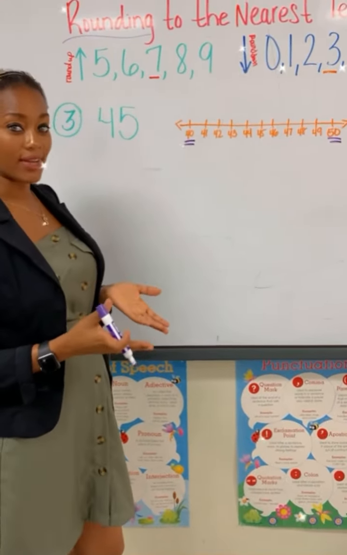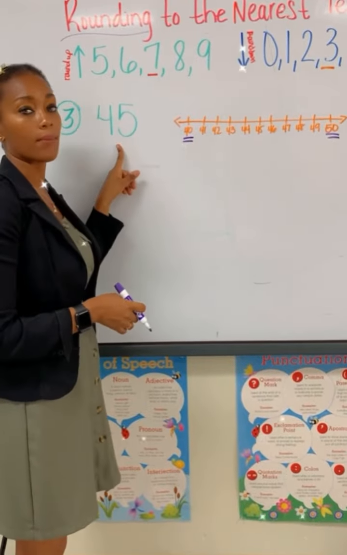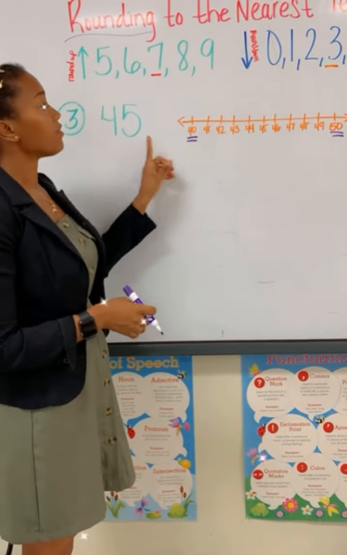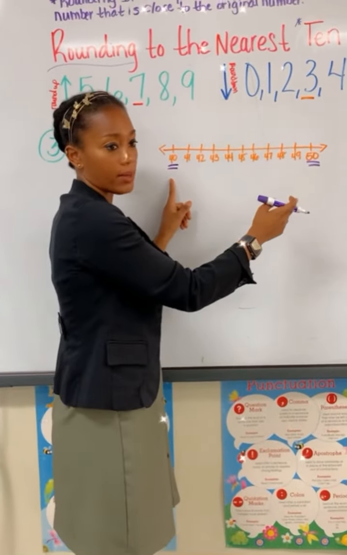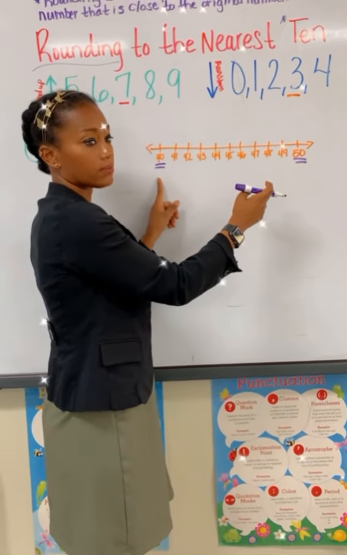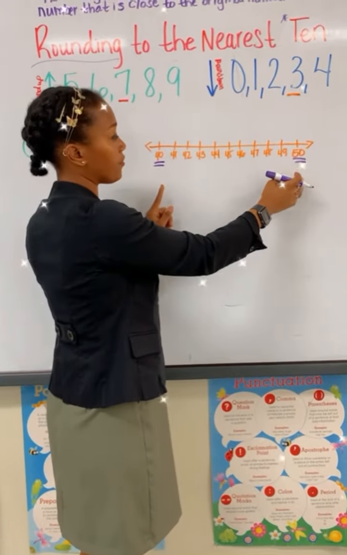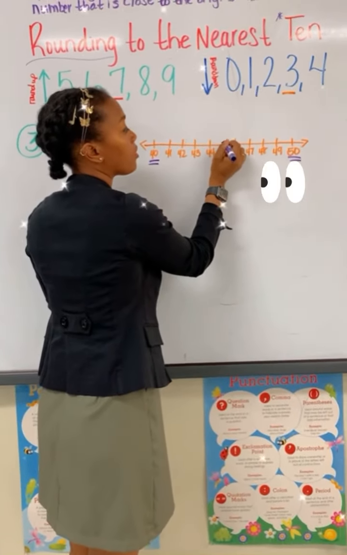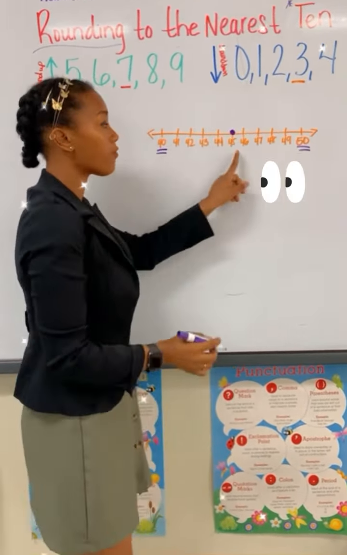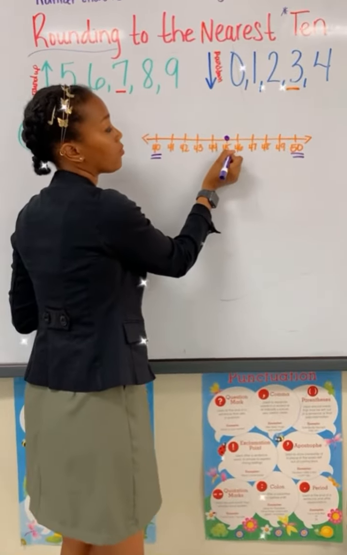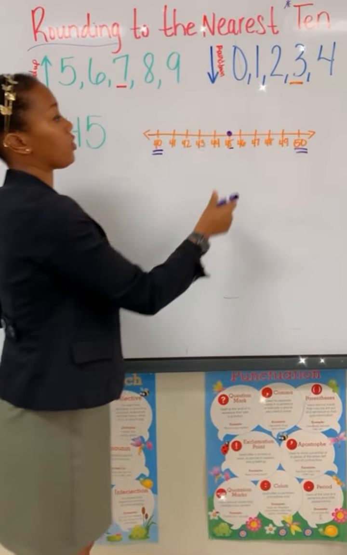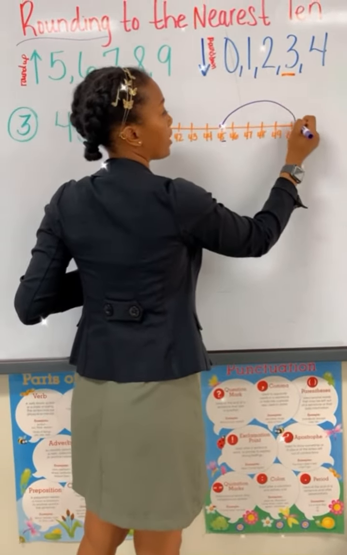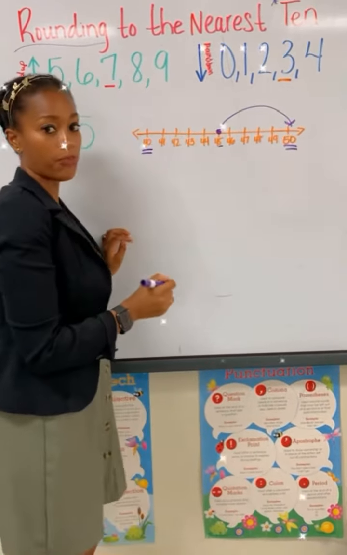Let's try another example. Say I have the number 45. If I look on my number line, 45 is between what two numbers? 40 and 50. So I'm going to plot my number 45. Although 45 is in the middle, remember my rounding up starts at 5. So this number is going to round up and it's going to go to 50.